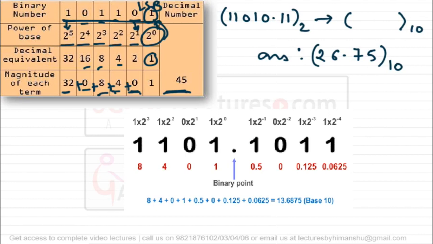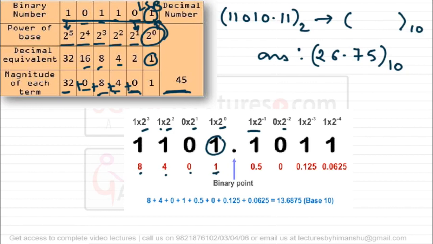Now look at one more example. We are given a binary number 1101.1011 and you have to convert it into a decimal number. These are the weights. What is going to be the weight of this bit? It's 1. And the weight of this bit is 2 power 1, then 2 power 2, 2 power 3. Then we multiply these weights with the digits. 1 into 1 is 1. Then you multiply this with 0, you get 0. You multiply this with 1, you get 4, and 1, 8.